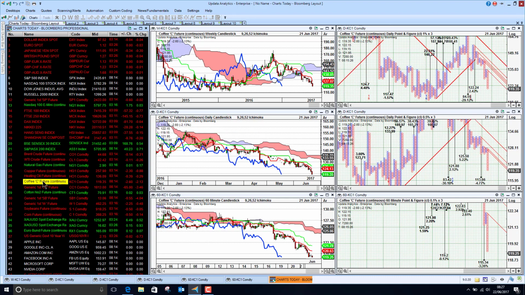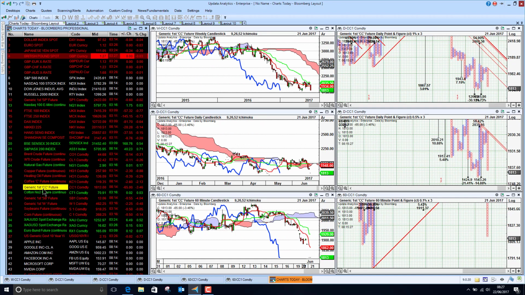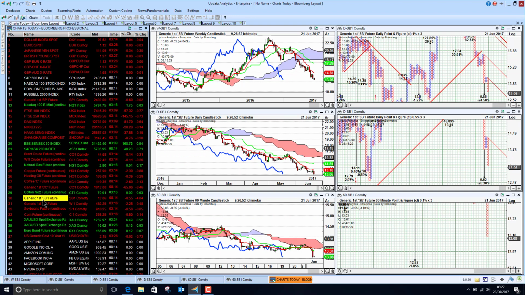Looking at some of the softs, coffee still hitting the floor, bearish on all three charts. Cocoa really falling away here, so we've been really bearish on softs. Sugar, again, just bearish on all three charts. So the softs all generally just making new lows.